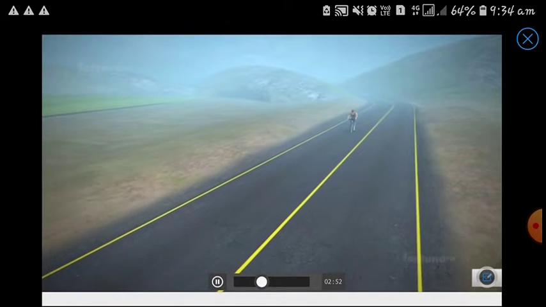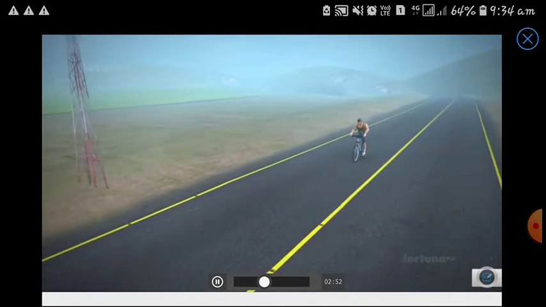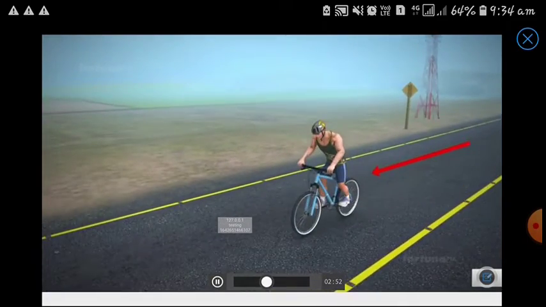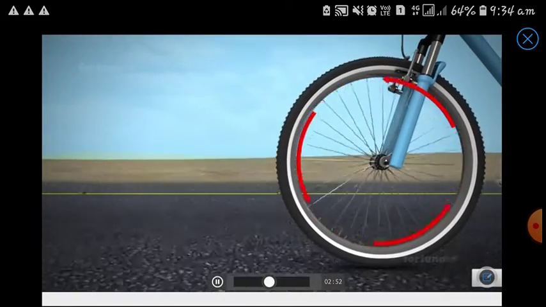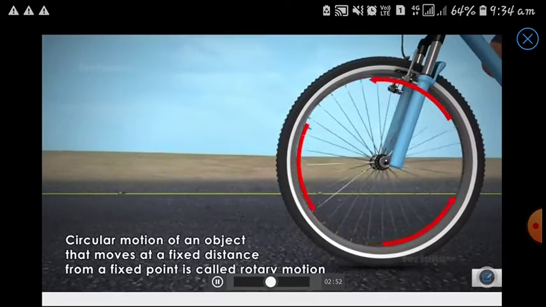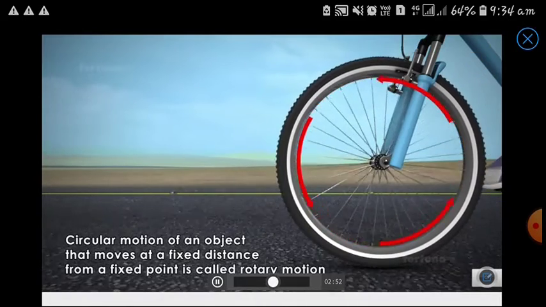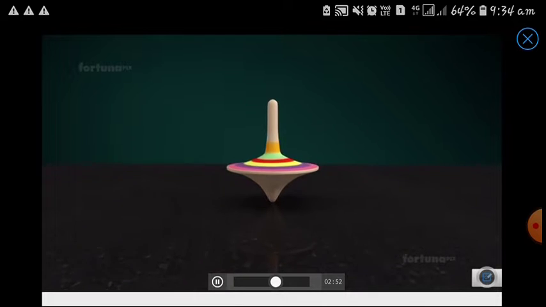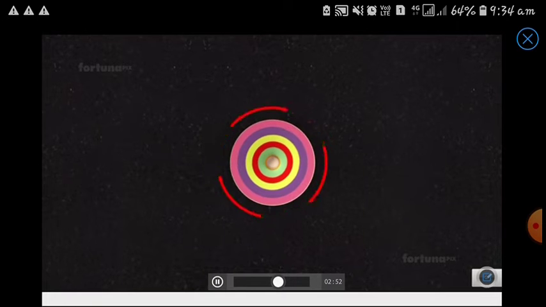Now, let's think about the wheel of a bicycle. Like our ball, a moving bicycle will display a linear motion because it moves in a straight line from one place to another. If we look at the bicycle's wheel, we can see that it keeps turning in a circular path. Such circular motion of an object that moves at a fixed distance from a fixed point is called rotary motion. The toy top that children sometimes play with is another example of rotary motion, but in a different way. When the top is spinning, it keeps moving in a circular path.